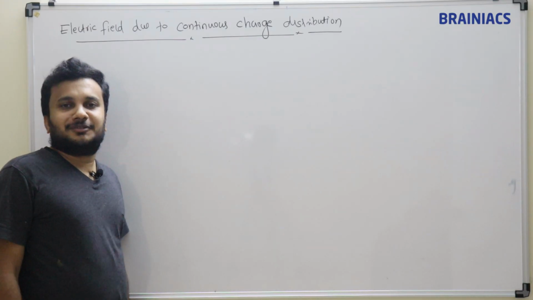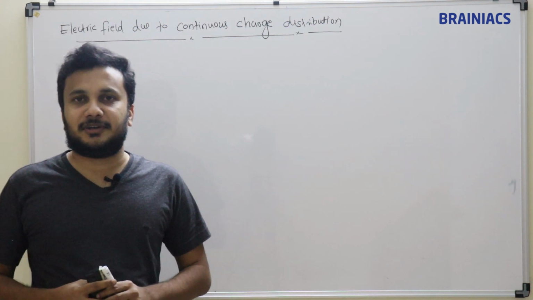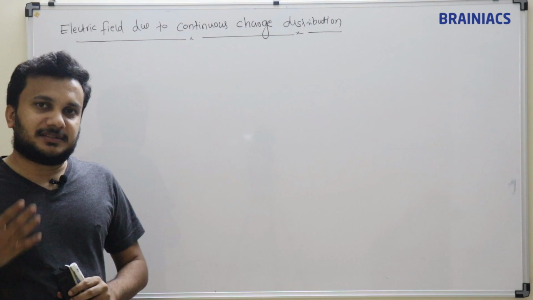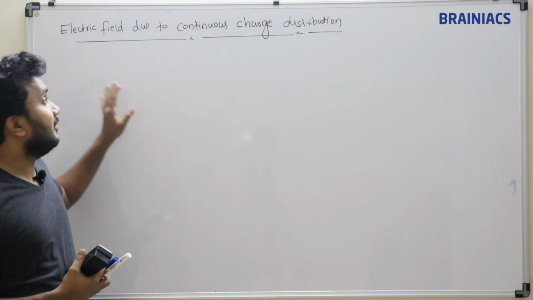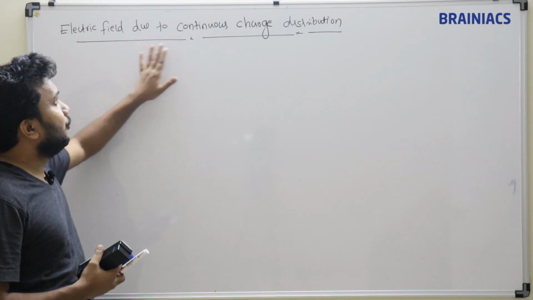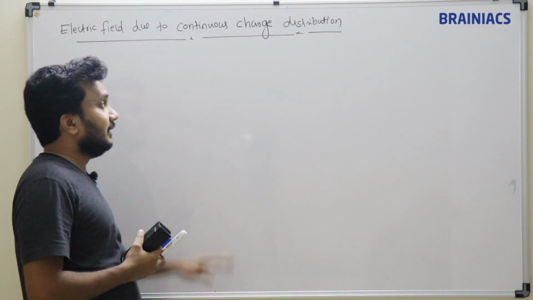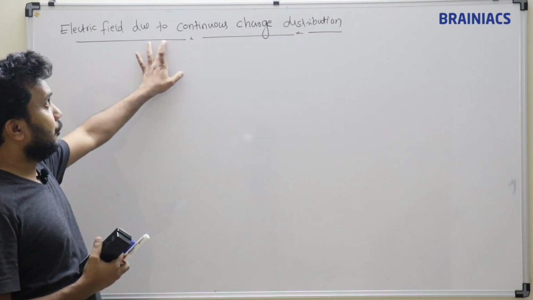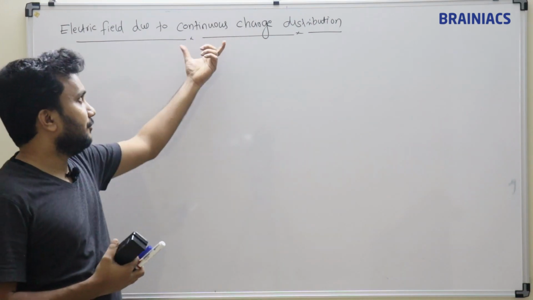Hello, welcome to the next topic of electric field intensity, NCERT first chapter. The next topic I have already written on the board: electric field due to continuous charge distribution. What is the meaning of this?